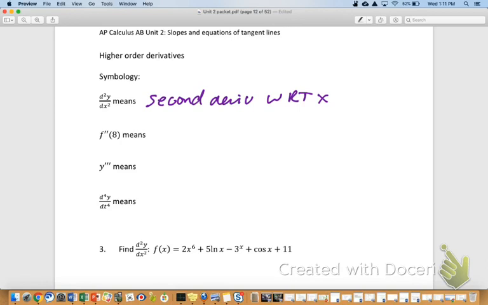And how would you guess you would find the second derivative? Take the derivative of the derivative. Yeah, do a derivative and then do a derivative again. So most people find that to be pretty intuitive, and that's right. Let's do a derivative and then do it again.